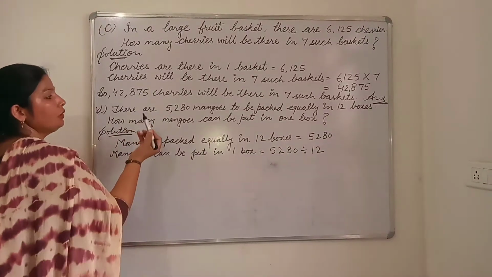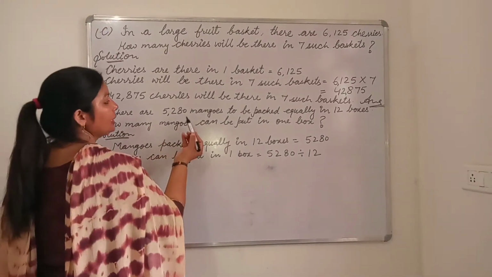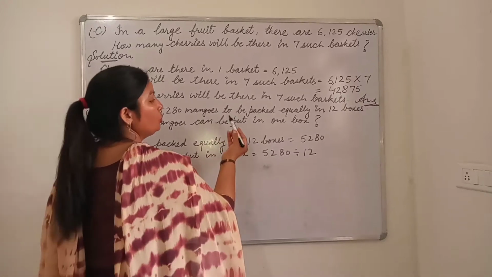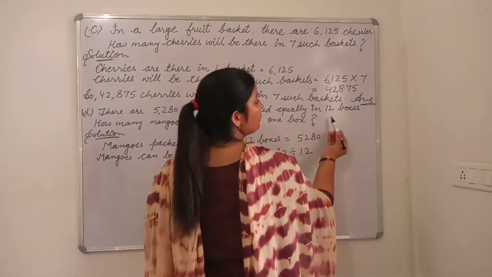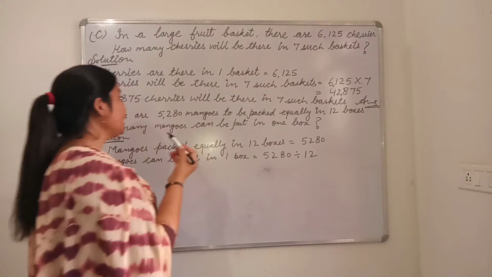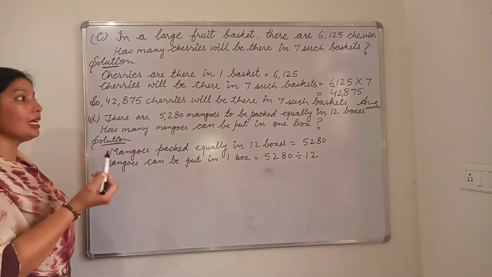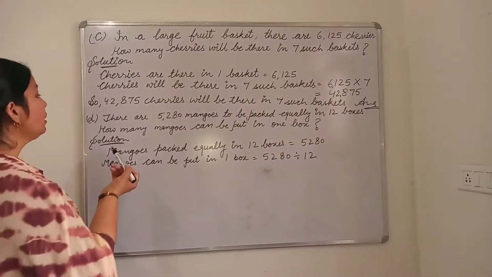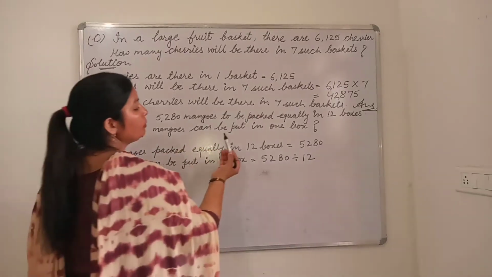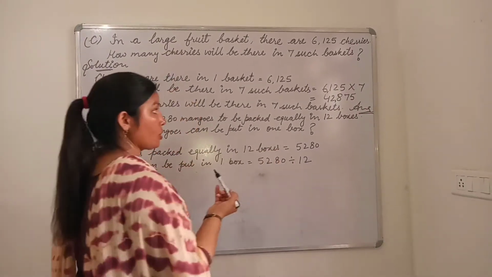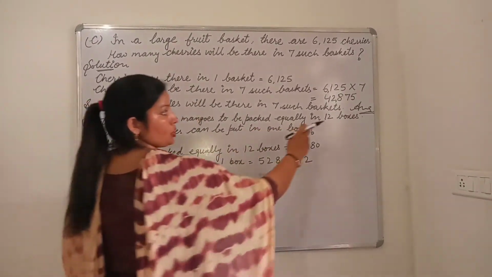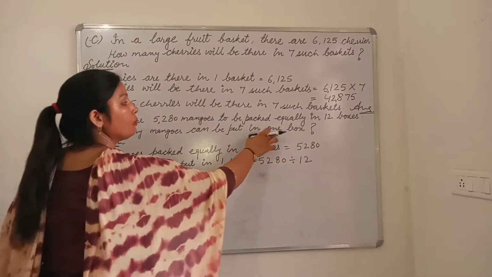There are 5,280 mangoes to be packed equally in 12 boxes. Okay, these mangoes are packed in 12 boxes. Now how many mangoes can be put in one box? Here is given 12 boxes and you have to find one box.